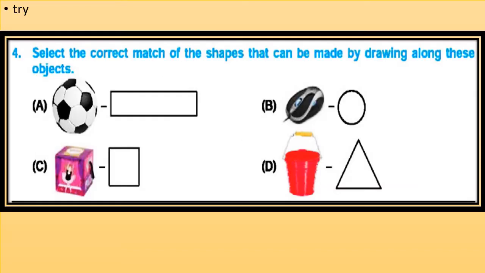Select the correct match of the shapes that can be made by drawing along these objects. Now option A is a ball and the shape is rectangle. Can we draw a rectangle from a ball? No. Option B is a mouse and the shape is circle. Can we draw a circle from a mouse? No. Option C is a box and the shape is square. Can we draw a square from a box? Yes. Now option D is a bucket and the shape is triangle. Can we draw a triangle from a bucket? No. So here the correct option is C.